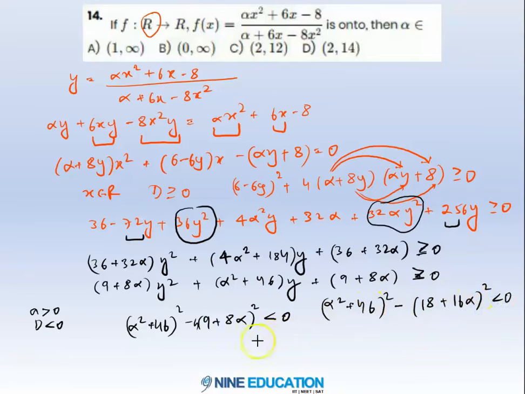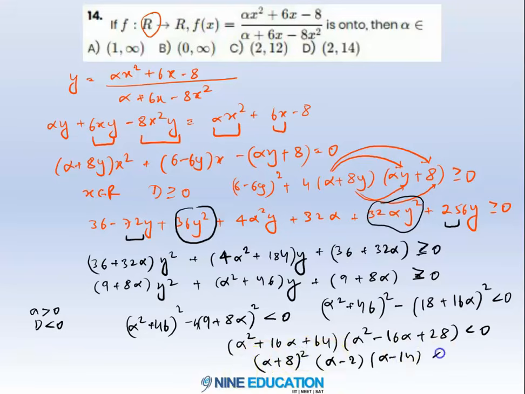So this is a square minus b square. I can write a minus b and a plus b together also. So alpha square plus, I'm going to add, so this is 16 alpha, 46 and 18 will become 64. Okay, so this is a plus b. Then next one is a minus b. If I do a minus b, it will become 46 minus 18, 28, and this will become minus 16 alpha plus 28 less than 0. So this is nothing but (alpha plus 8) whole square. It is going to be positive anyways. (Alpha minus 14) less than 0.